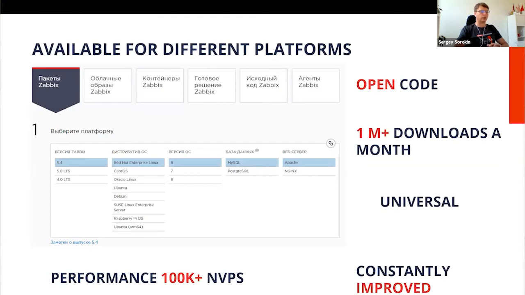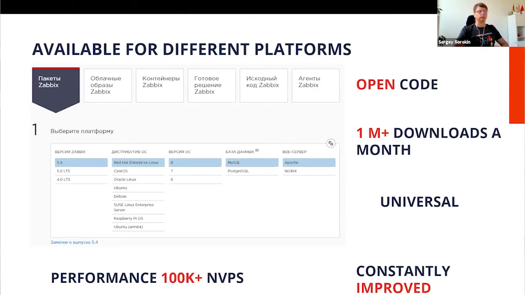Zabbix is a very popular solution. When we're talking popular, we experience over 1 million downloads of Zabbix a month. So Zabbix is widely used across the whole world. Many organizations from many industries are using Zabbix as their default monitoring solution.